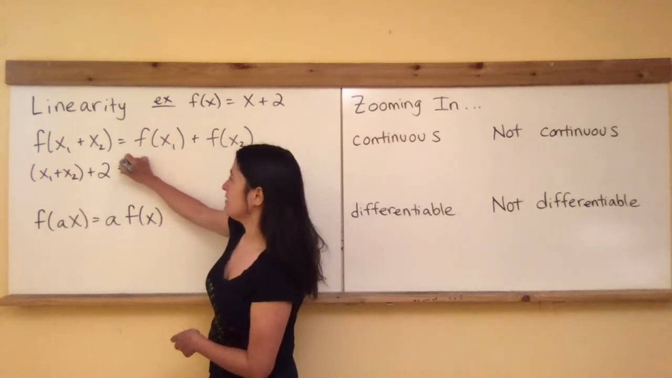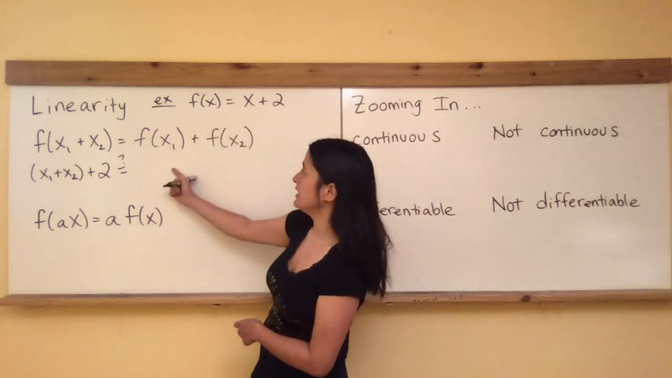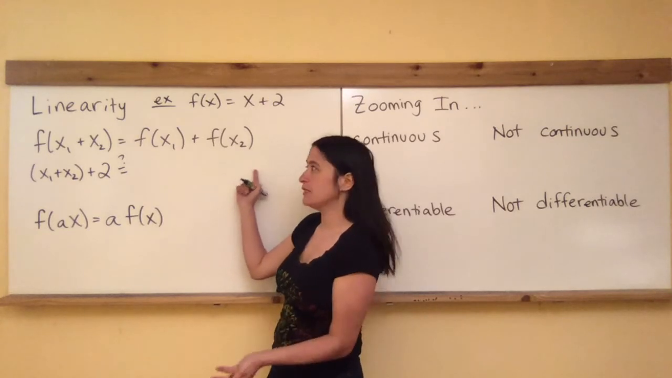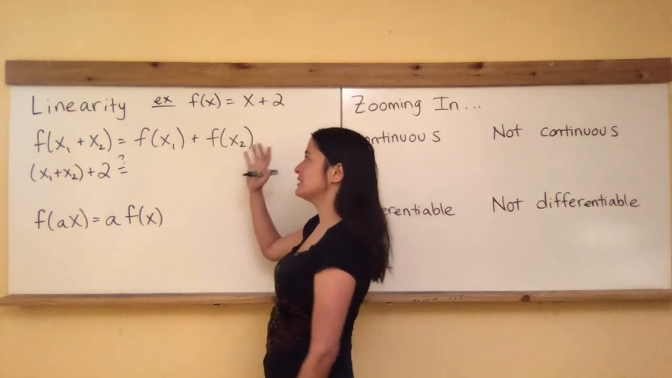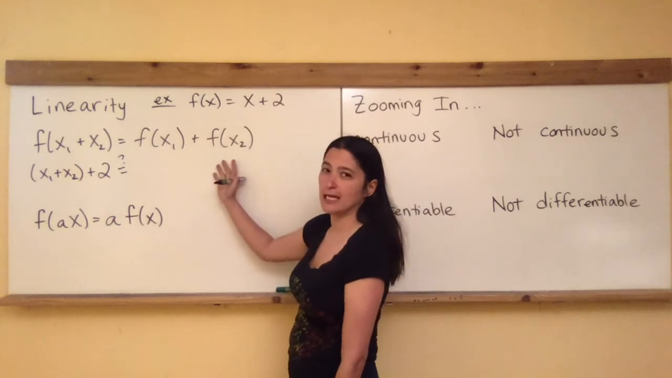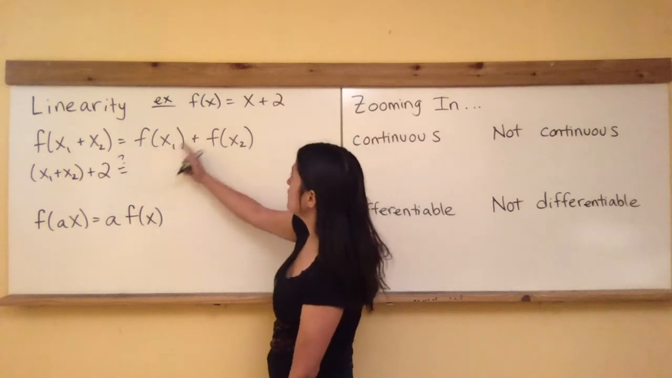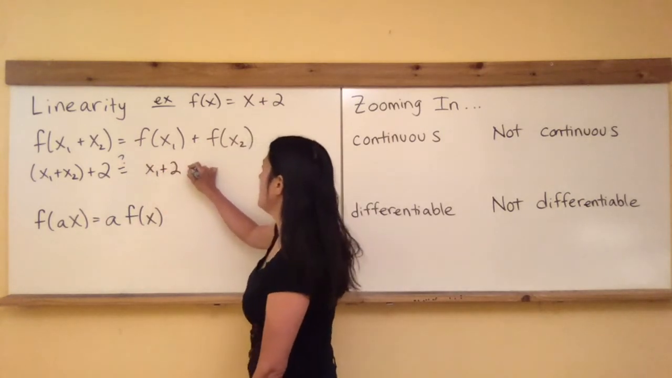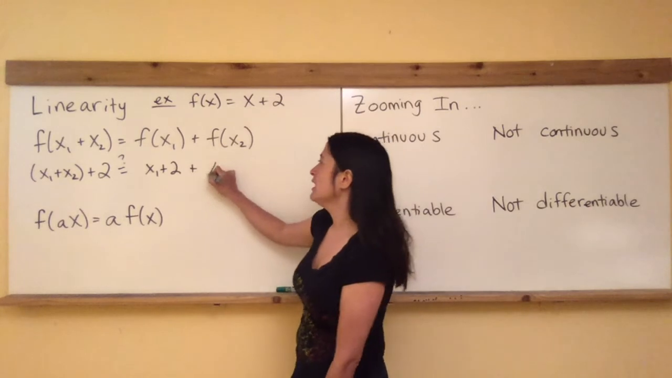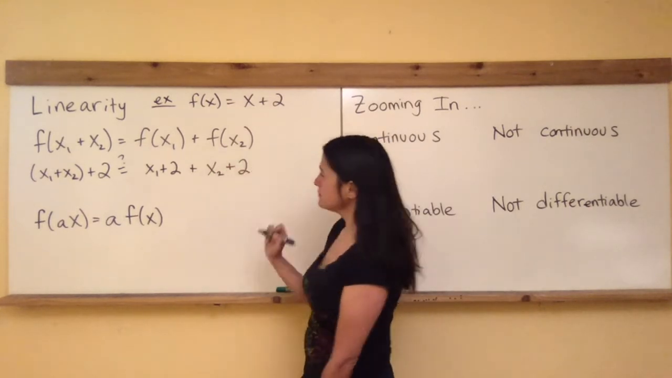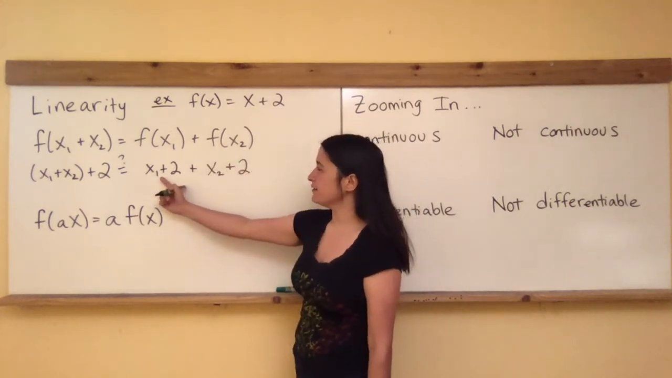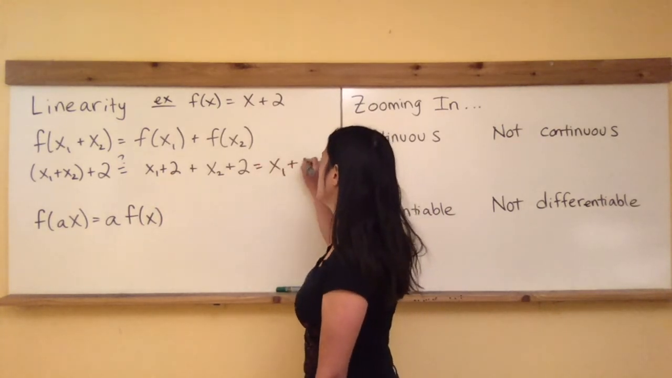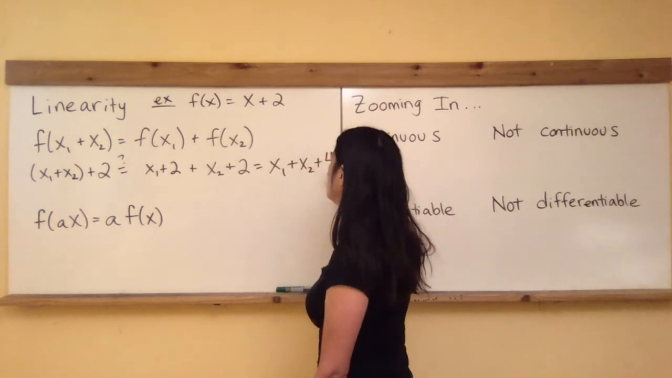Okay, now is that really equal to evaluating it for just x1 and then adding the evaluation for x2? Let's see what that would be if I do the same plug and chug for the right-hand side of the statement. So f of x1 would be x1 plus 2, and then f of x2 would be x2 plus 2. Now I know that I can combine like terms here, so 2 plus 2 is 4, and so that's equal to x1 plus x2 plus 4.